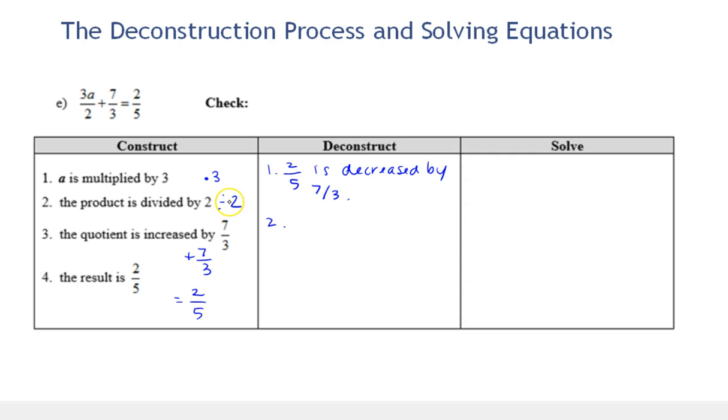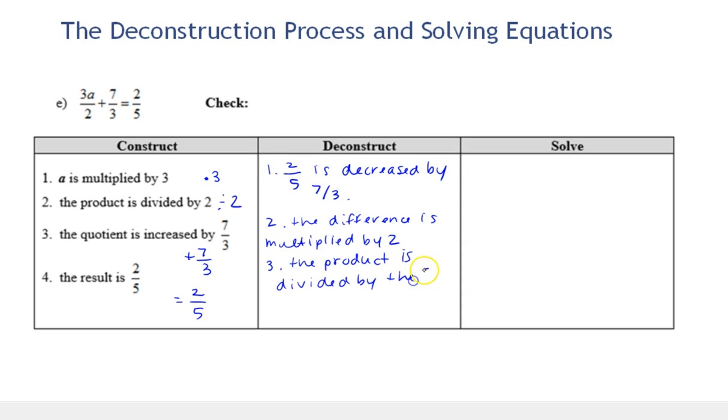Okay. Next, instead of dividing by 2, I'm going to multiply by 2. So the difference is multiplied by 2. Now that result will be a product, so the product is divided by 3. Reversing the multiplication, and the result is A.